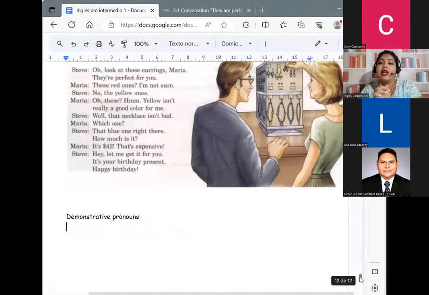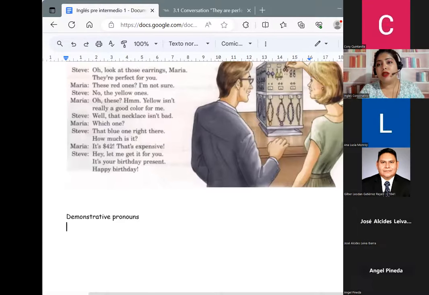So, this one is just to remember the information. A pronoun is a word that takes the place of a proper or common noun. They make sentences shorter and easy to say. Eso ya lo sabemos. Los pronombres son palabras que toman el lugar de un nombre común o propio. Obviamente, ellos hacen las oraciones más cortas y también mucho más fáciles de decir.